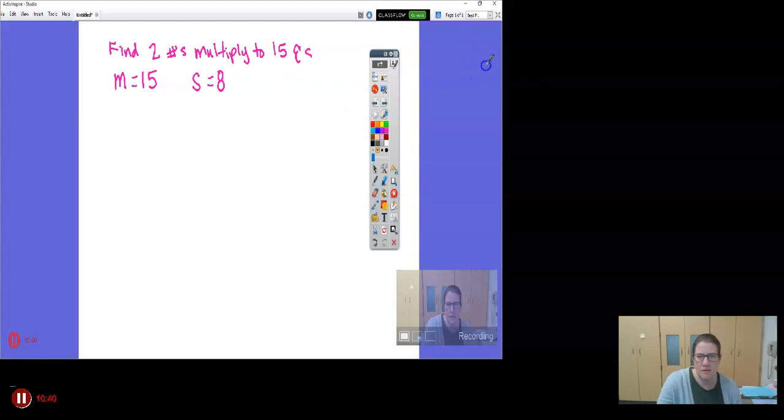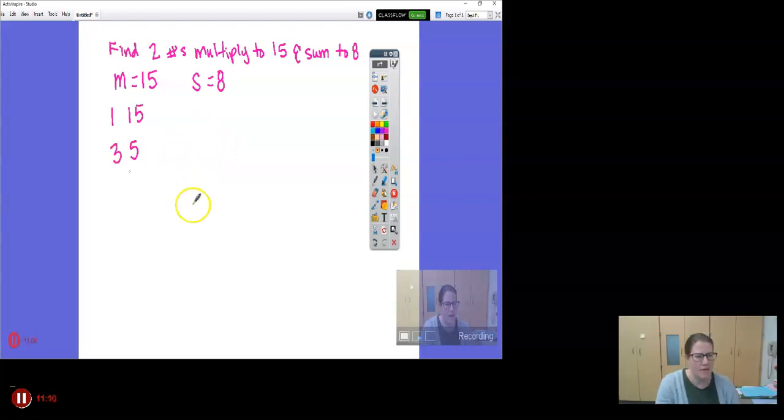So remember, add and sum mean the same thing. So find two numbers that multiply to 15 and sum to 8, or multiply to m and sum to s. So the first thing we need to do is just look at m. We need to find numbers that will multiply to 15. So I have some options. I have 1 times 15, or I have 3 times 5. For 15, there are no other options. But I need these two numbers to add or subtract to 8. 1 plus 15 is 16, and 15 minus 1 is 14, so that one is not going to help me now.